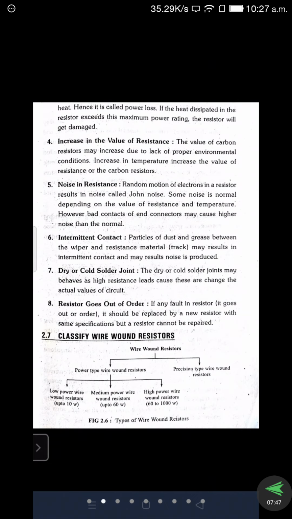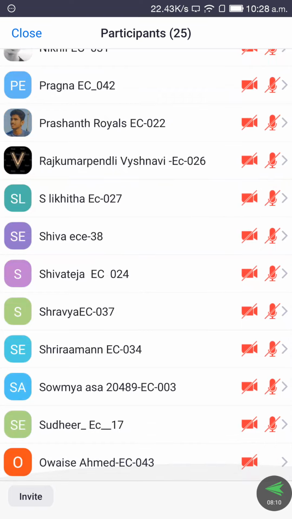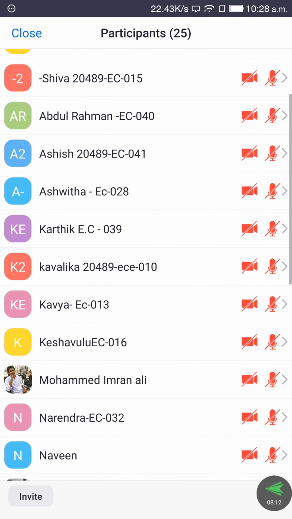If the value is in kilo ohms, the current is in milliamps. Milliamps is a small current. Even if we touch it, we cannot experience a shock. But as the power rating increases, the resistance value decreases and the power handling capacity increases. For example, take a rheostat having a rating of 300 ohms, 5 amps.